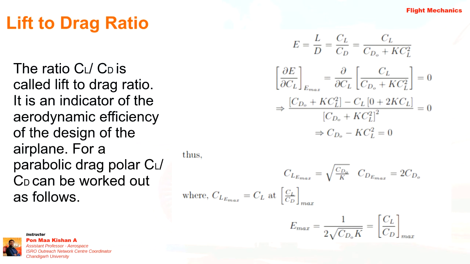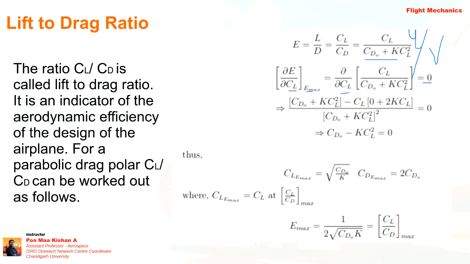So when we are partially differentiating the aerodynamic efficiency equation, we use the U by V method. Differentiation with respect to CL: dou by dou CL of CL by CD naught plus KCL square, equated to 0 to get the slope of the curve for the maximum. U by V method gives V U dash minus U V dash, divided by V square.